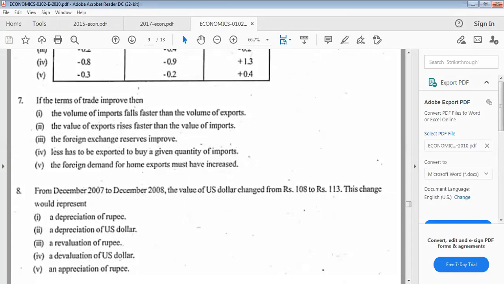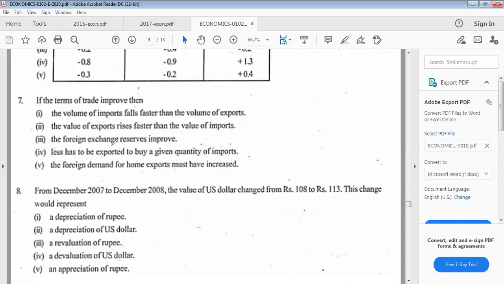Will it happen like that? If the terms of trade improves, we have the ability to import more. That means we are exporting more. The volume of imports falls faster than the volume of export. Right? The second one, the value of export rises faster than the value of import.